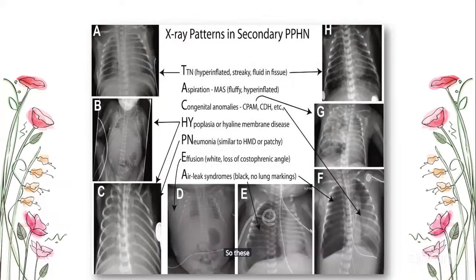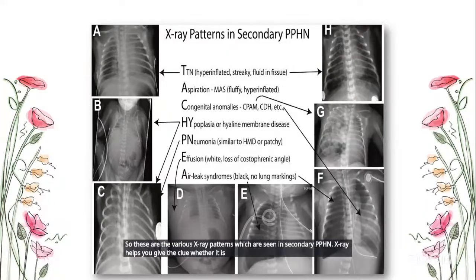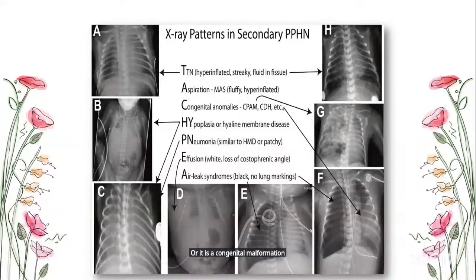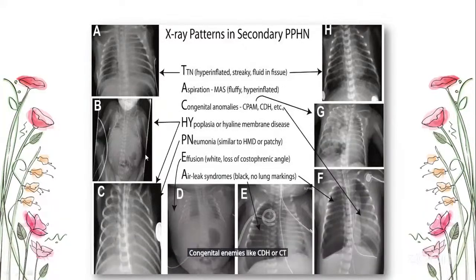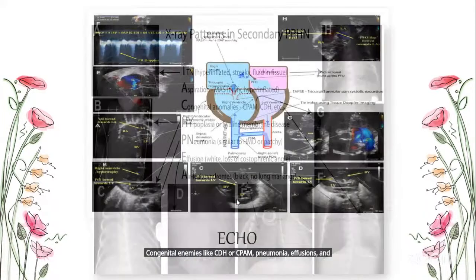So these are the various X-ray patterns which are seen in secondary PPHN. X-ray gives you a clue whether it is underlying parenchymal disease, or a congenital malformation, or a black lung PPHN, also called idiopathic PPHN. So these are the various conditions which can lead to PPHN in babies. Like TTNB, you can see fluffy, hyperinflated shadows, asymmetric shadows in meconium aspiration, congenital anomalies like CDH or CPAM, pneumonia, effusions, and air leak syndromes.